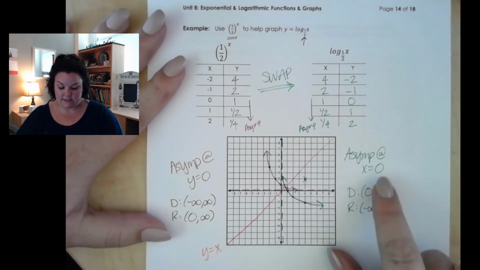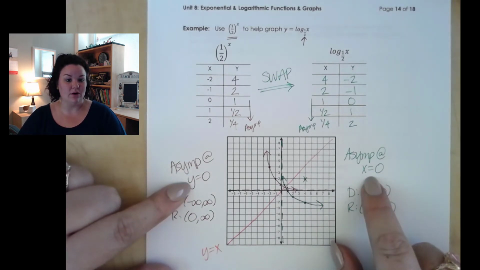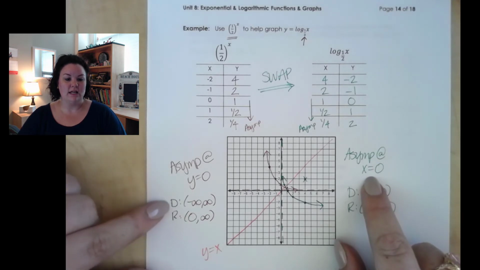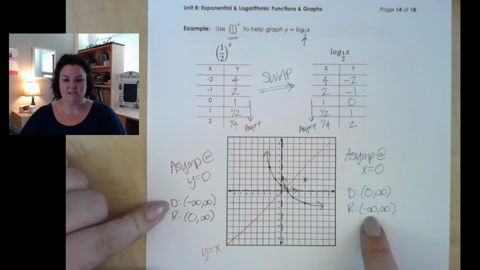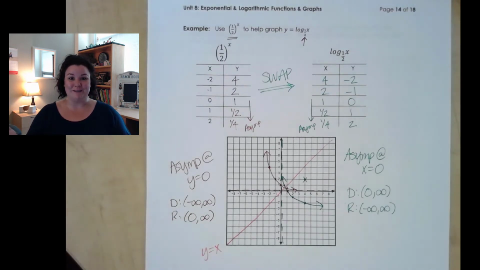So again, notice a y asymptote at 0. When we swap all of our variables, we then get an x asymptote at 0. Our domain, which was unlimited, becomes our unlimited range. And our range that had a bound becomes our domain that has a bound. Okay? So here's where we go from here.